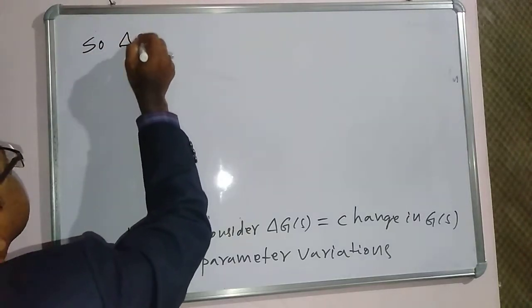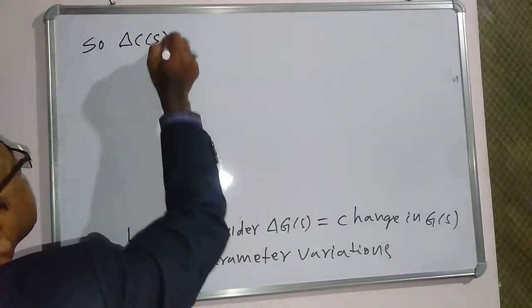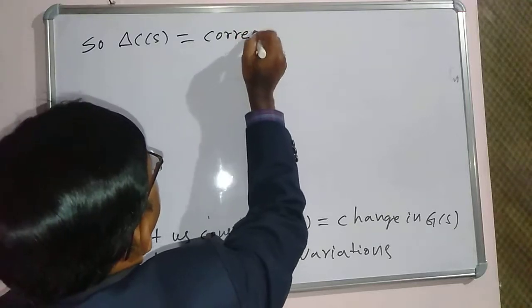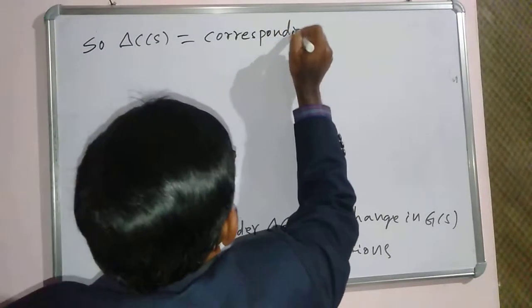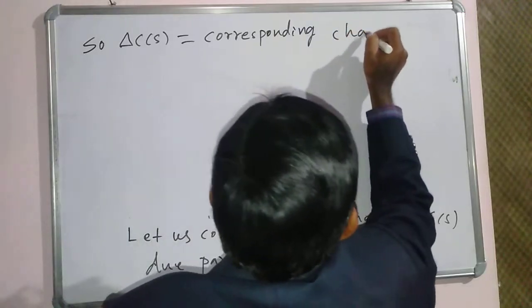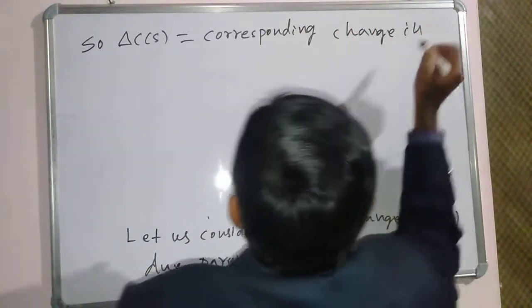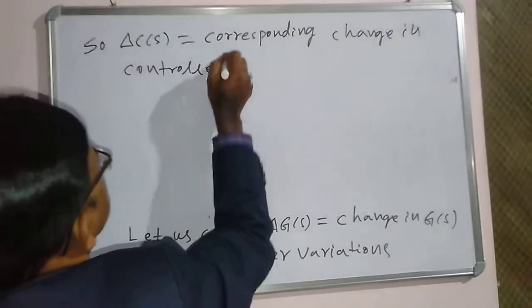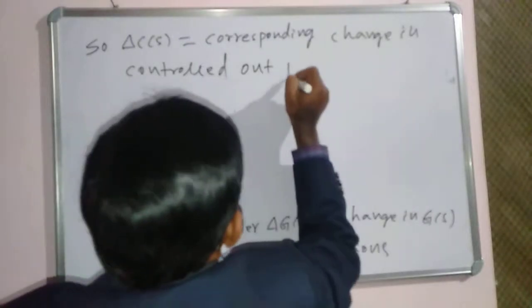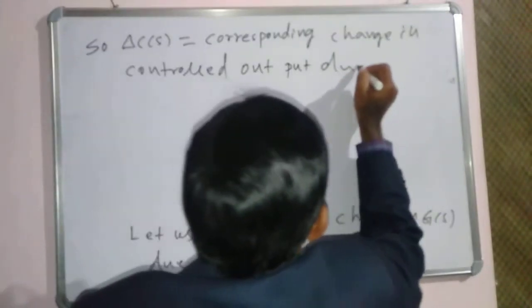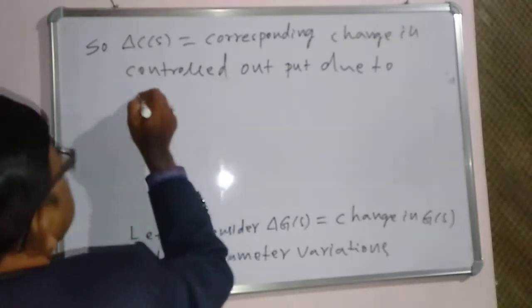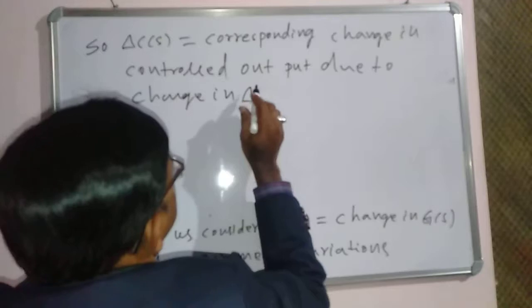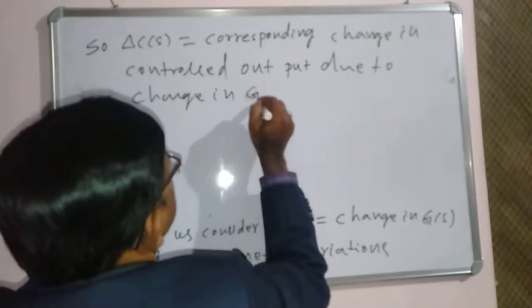So del C(s) is equal to the corresponding change in controlled output due to change in G(s).